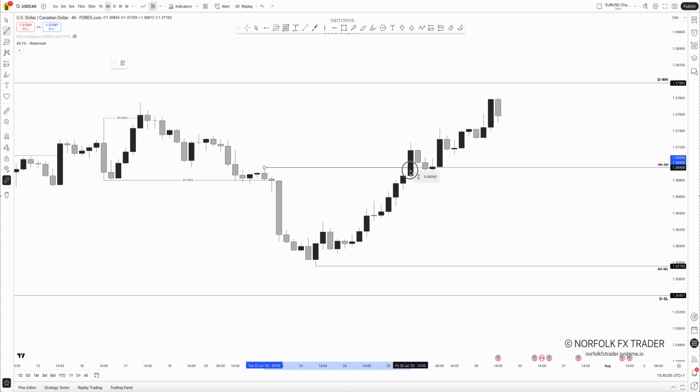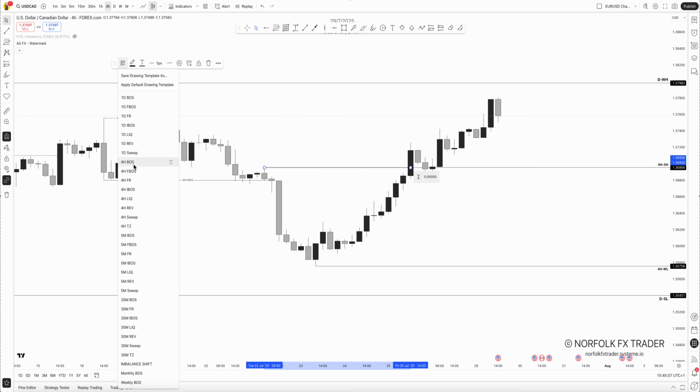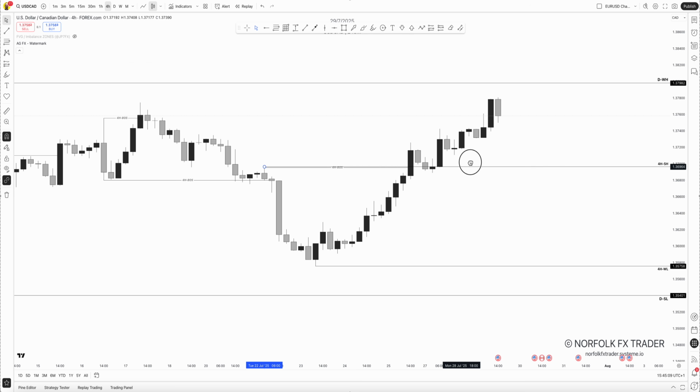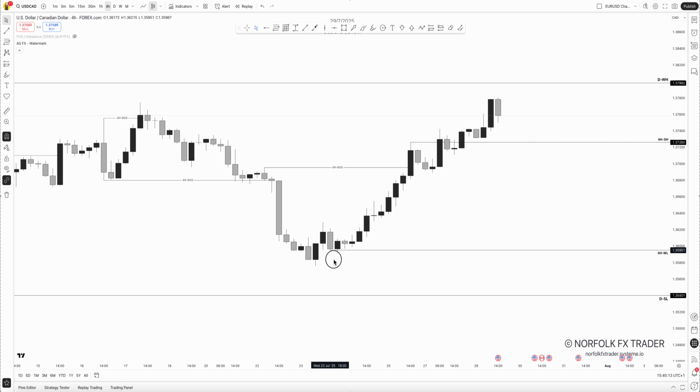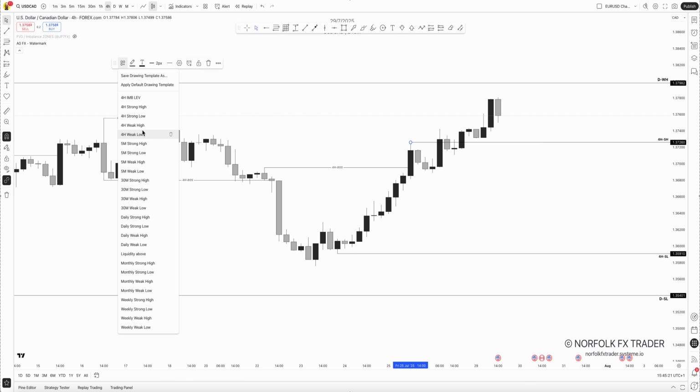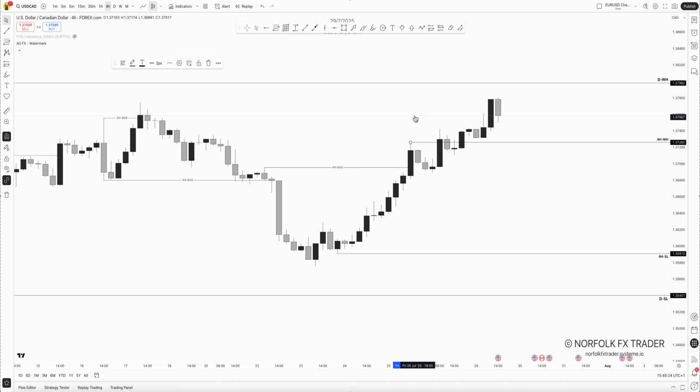Right there is a new bullish break of structure, and straight away this becomes a new high, and this becomes my low. So now we have again a strong low in the market and a weak high. And you can see how this is very easy to do. So a weak high in the market, this becomes a new break of structure again.